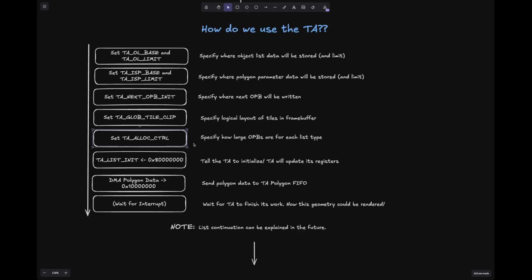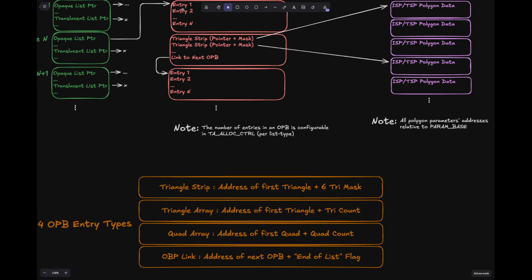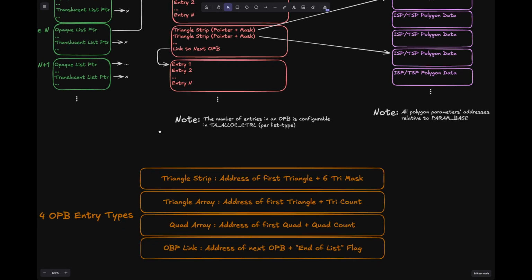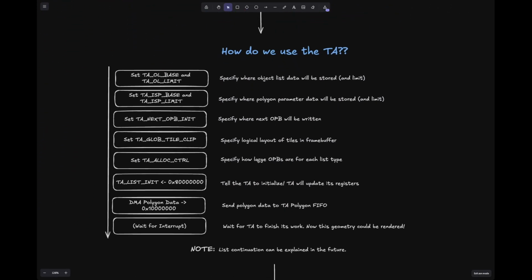TA alloc control lets you specify which list types are going to get written into and how many slots should actually be inside of each OPB. So the OPB in the picture above had N entries. You can actually configure that. For a list type that we're not going to render into, you can say it's 0. You can choose 32, 64, and I can't remember if it's 92 or 128. But basically, you can select for each list type how many entries will be in an OPB in order to minimize the overhead of the next block link control word, to have as few of those as you can.